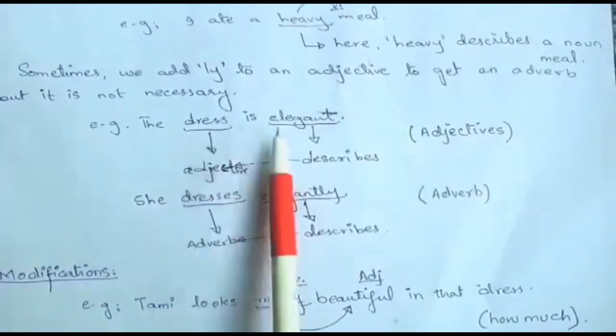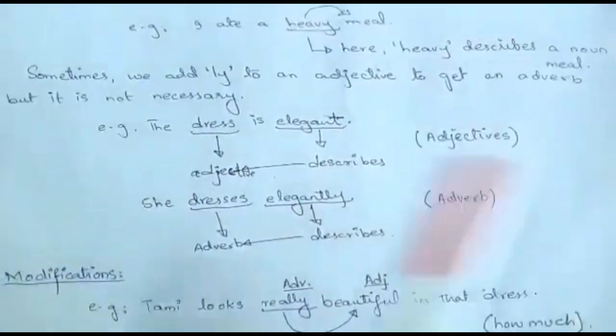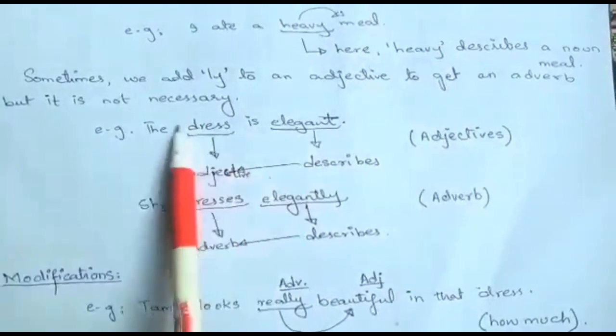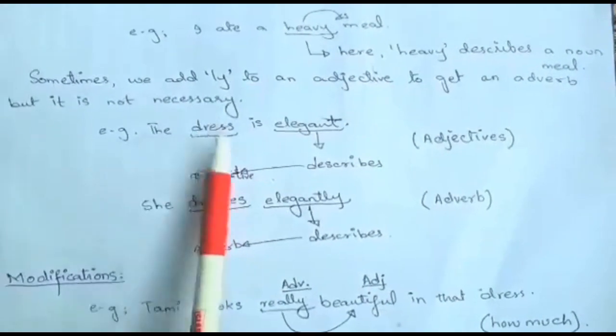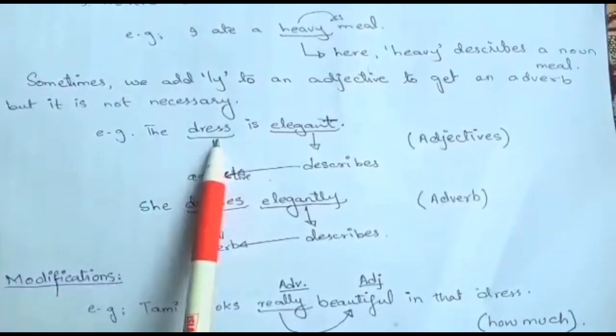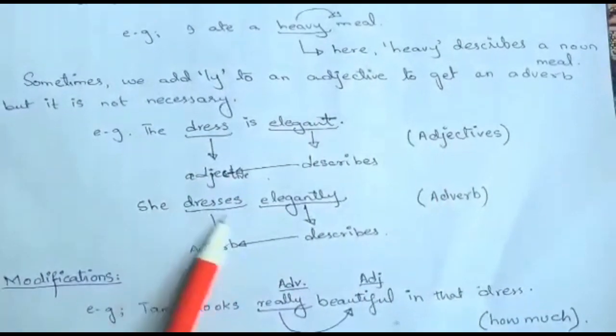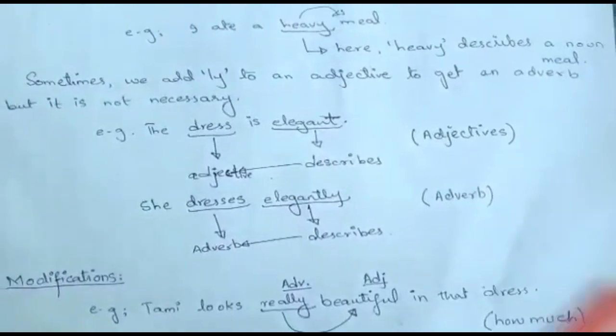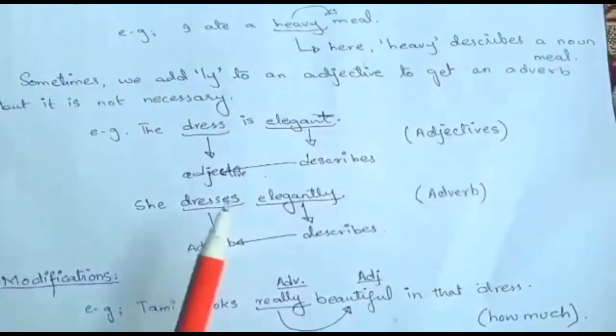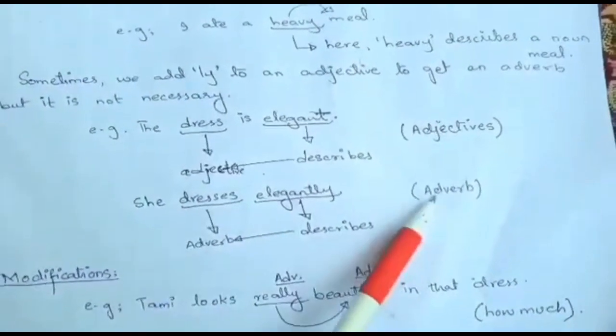And over here, we are telling you the quality of a dress, right? Whenever you find the quality of anything, then that is an adjective. Or if you find more information about a verb, then that will be an adverb.